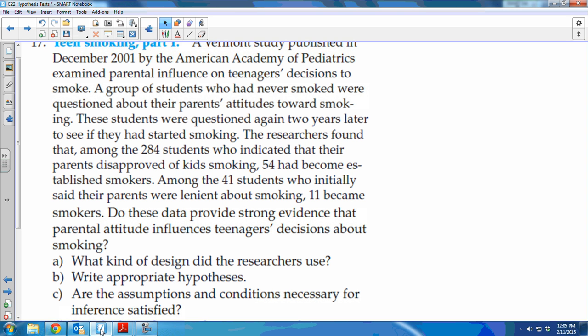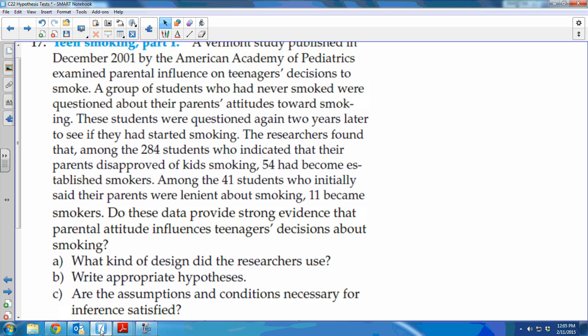What's the next condition? 10%. Is 284 less than 10% of all kids who have parents who disapprove of smoking? Yes. Is 54, no, sorry, 41. Is 41 less than 10% of all kids who have parents that are lenient about smoking? Yes. But you need to say those things. Don't just say 284 is greater than 10% or less than 10%. 10% of what? Put it into context. Always.